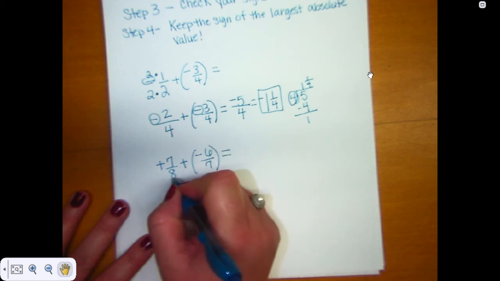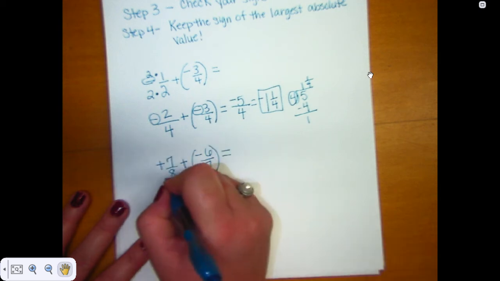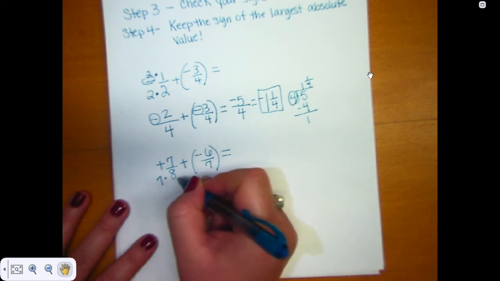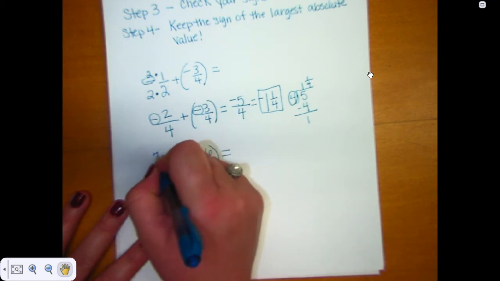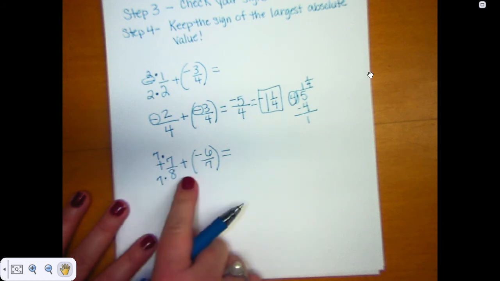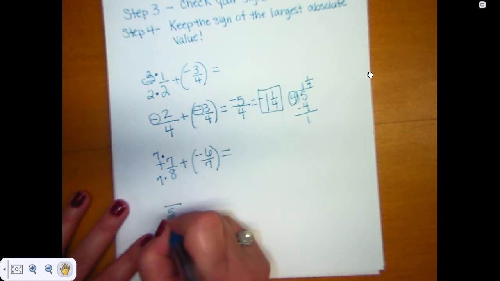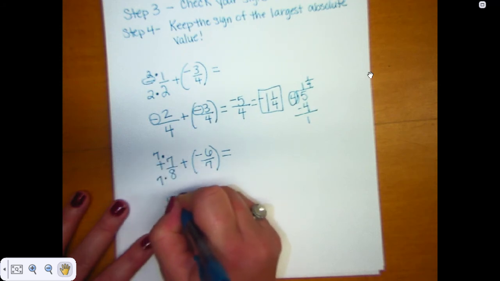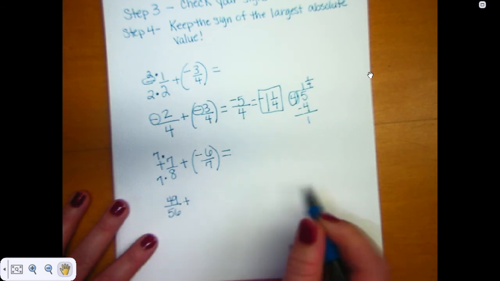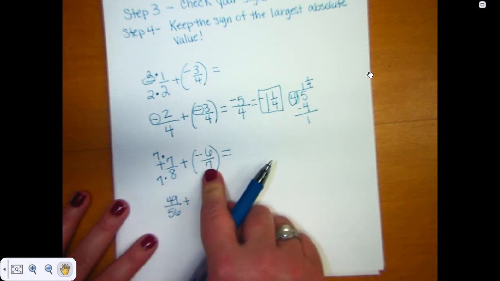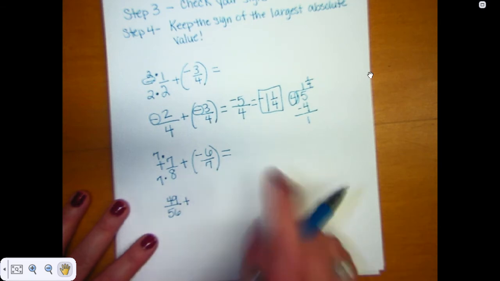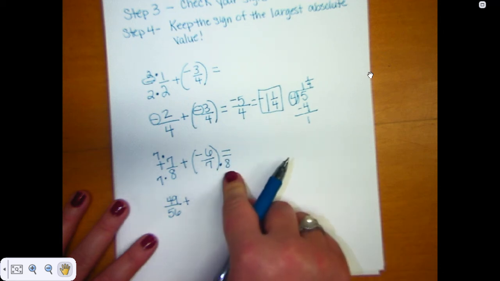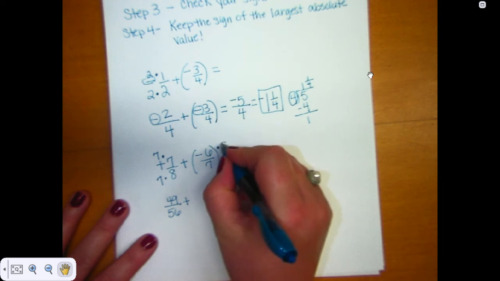So how do I get from 8 to 56? Well, I multiply times 7, and then whatever you do to the bottom, you have to do to the top. So 7 times 8 is 56. 7 times 7 is 49. I'm going to bring that down. Now I need to convert this to something with 56 on bottom. So 7 times 8 is 56. Whatever I do to the bottom, I also do to the top.